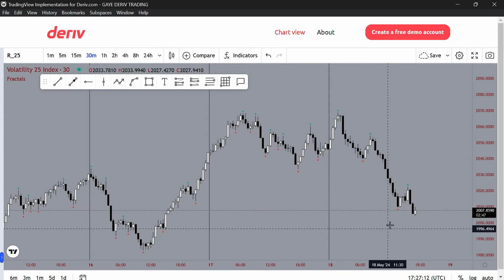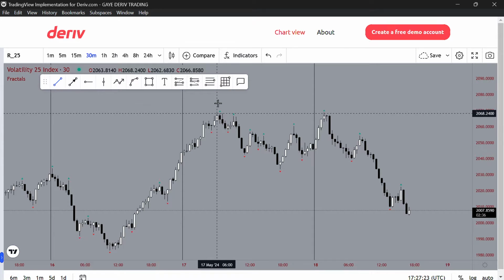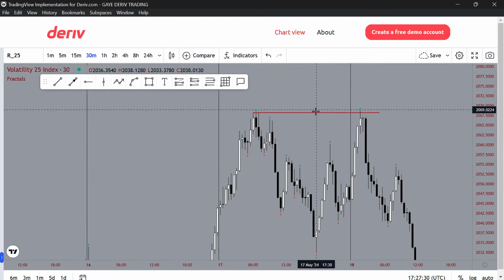Okay, so this particular day we had a beautiful setup forming with the previous day's high. So where is the previous day's high? Previous day's high is right here. We extend it through for today. You can see that price swept the previous day's high.